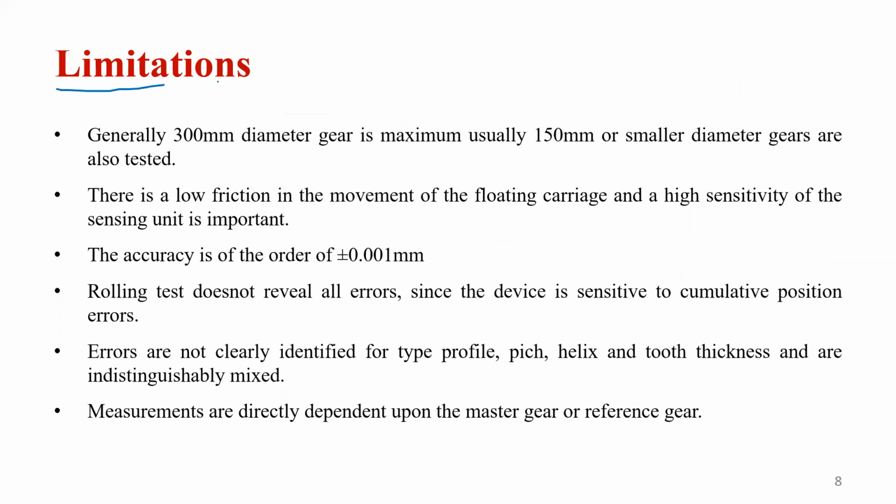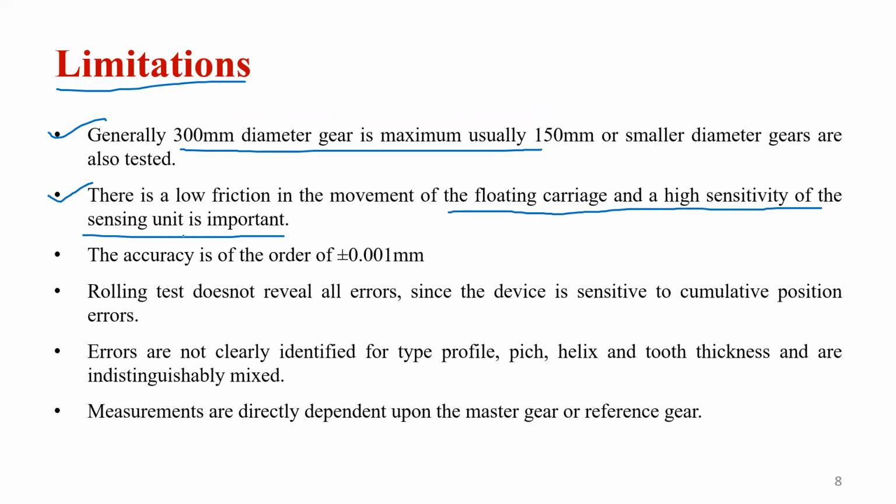So the limitations of this Parkinson gear tester are, one, generally a maximum of 300 mm diameter is used. Beyond 300 mm it cannot be used for inspecting the gears. And low friction in the movement of the floating carriage, and high sensitivity of the sensing unit, is important. And the accuracy is of the order of plus or minus 0.001 mm.